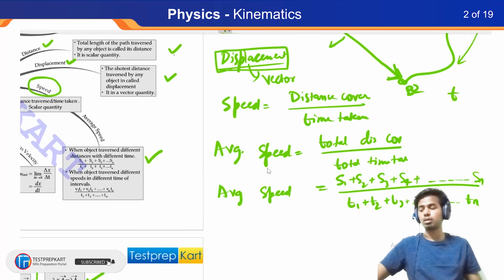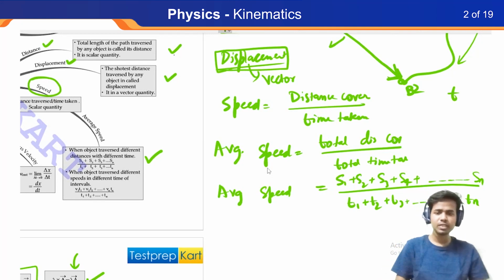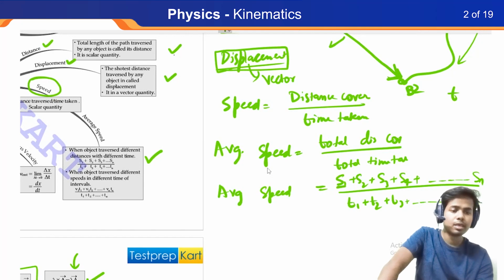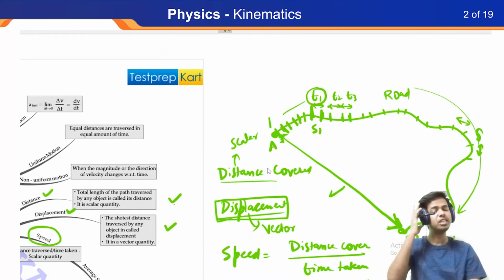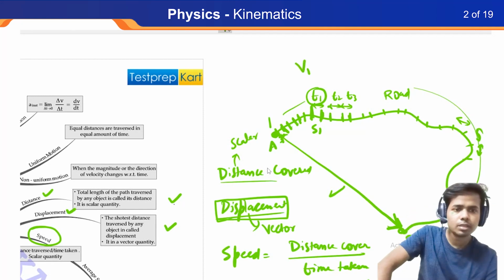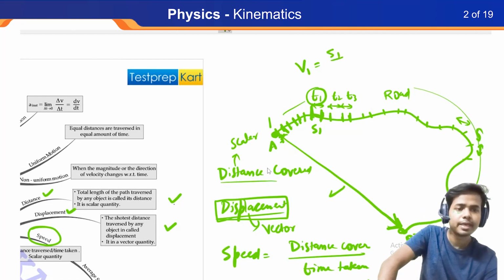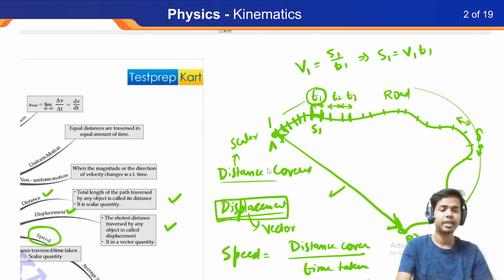So I hope you get it from where we got the equation. Now, we can also write it in another form. If we talk about this particular distance s1 and time t1, can I write the equation for speed for this small part? Of course I can. Speed v1 for this small distance could be written as s1 by t1. It means s1 can also be written as v1 t1, which is the speed multiplied by time.